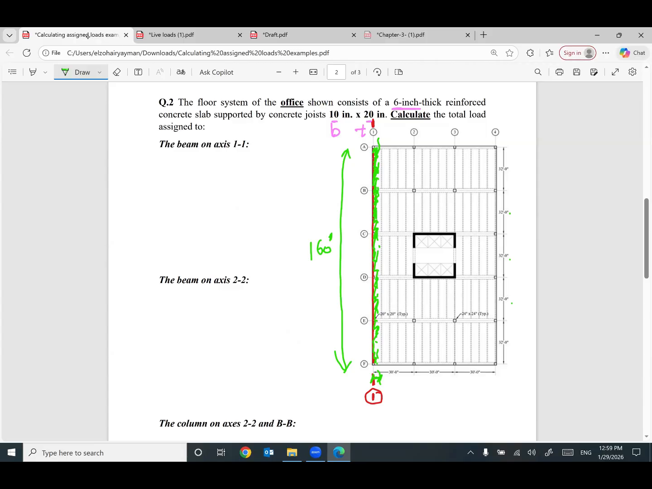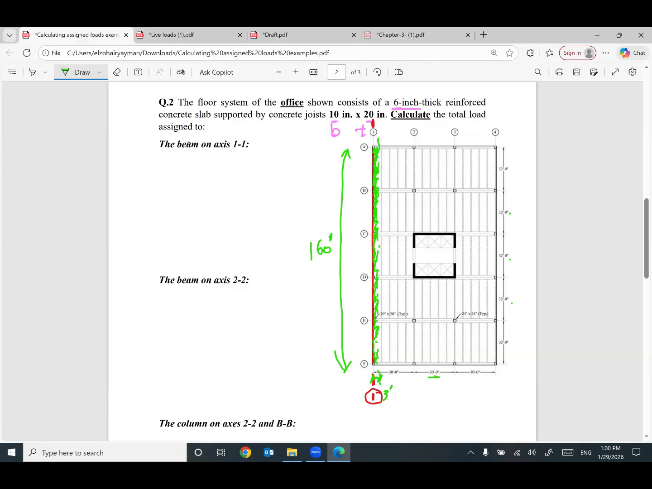How much? What do you think? The total width of the area assigned to this little beam. Thank you. Yes, it's a 3, not 5. Do you know why? Just look. It's 3 feet, yes.